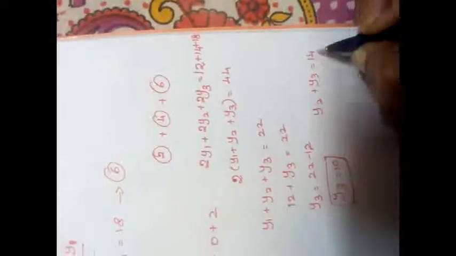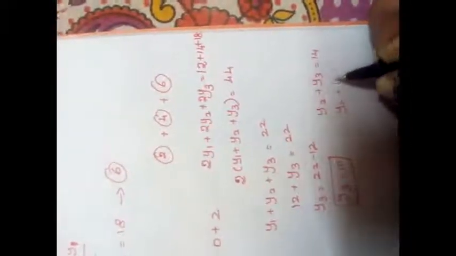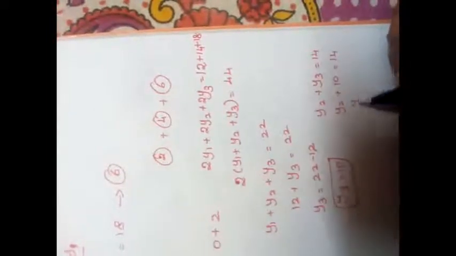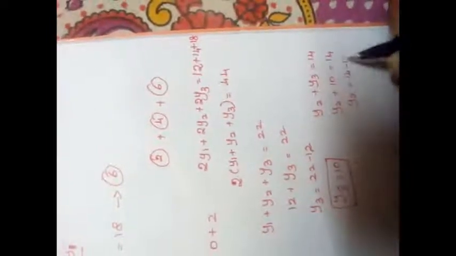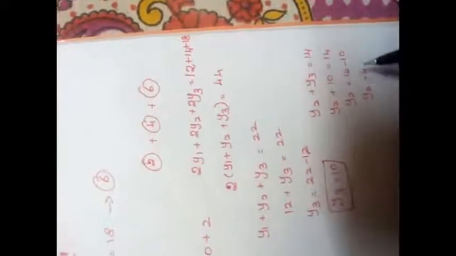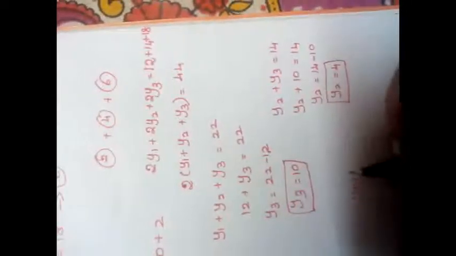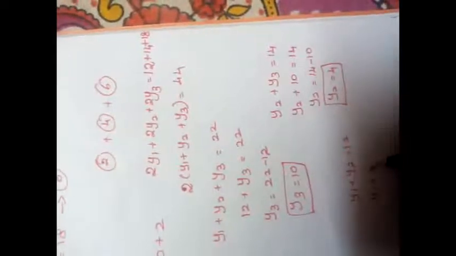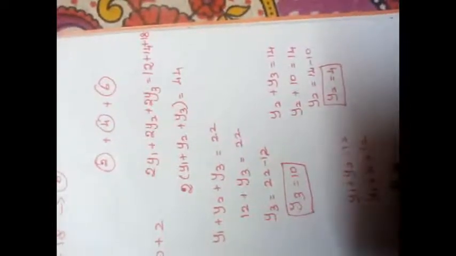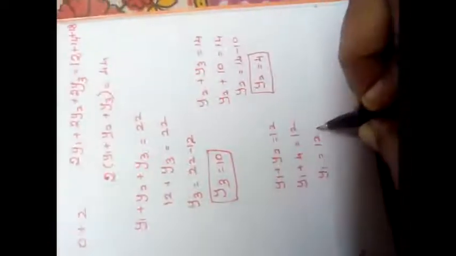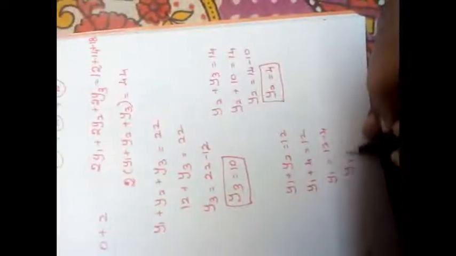Okay, we found the y3 value. Next, let's choose the equation y2 plus y3 is equal to 14. So y2 plus 10 is equal to 14. y2 is equal to 14 minus 10. y2 is equal to 4. Okay, we found the y2 value. Next, y1 plus y2 is equal to 12. We don't know the y1 value, the y2 value is 4. So y1 is equal to 12 minus 4. y1 is equal to 8.